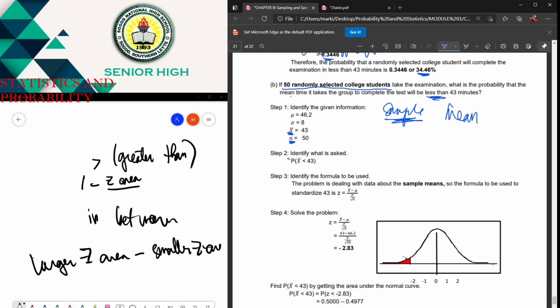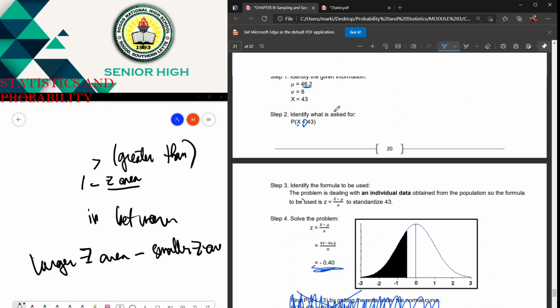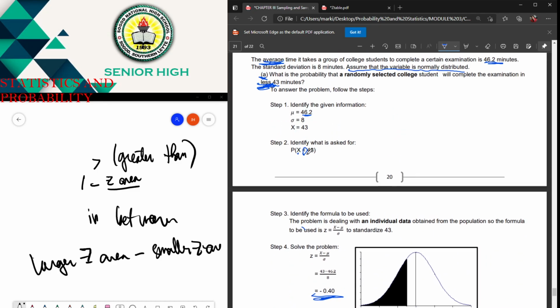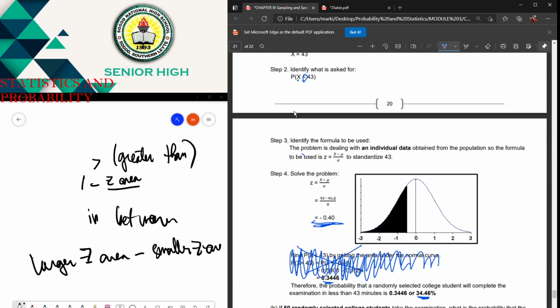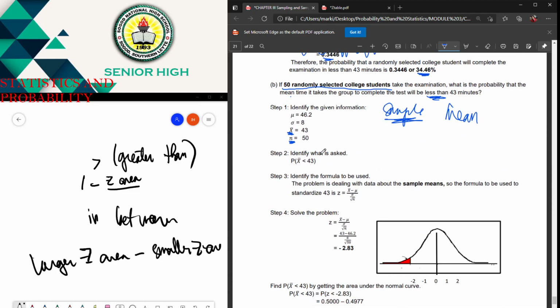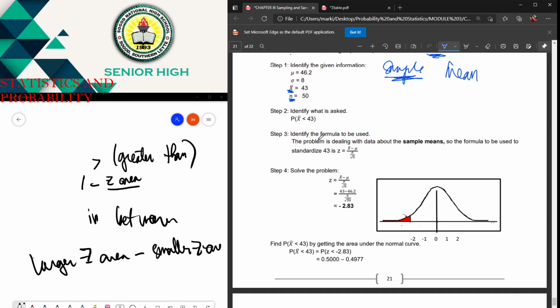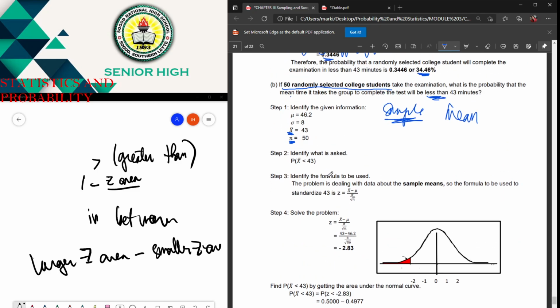So we have now step 2, the probability that x bar is less than 43. Again, the difference is that they are using the mean, the mu. So the x bar is less than 43. So identify the formula to be used.